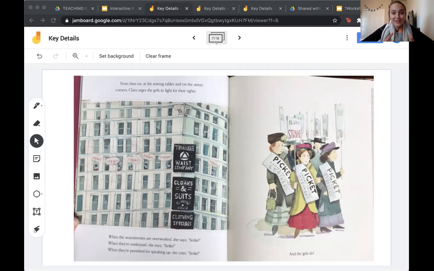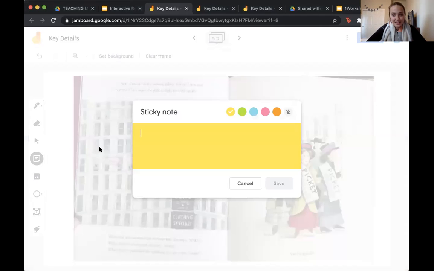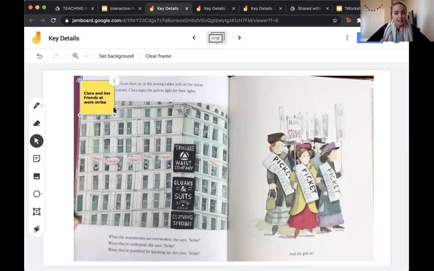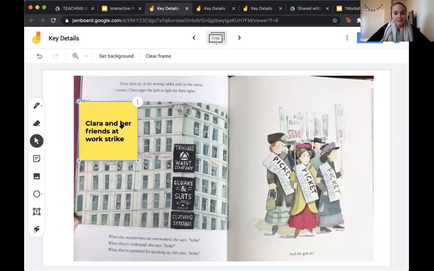All right, now that we've written another key detail, I'm going to write my key detail. It looks from the picture that Clara and her friends at work strike for better working conditions. Remember, strike means to stop working until something happens or changes in the work environment. All right, I'm going to add this sticky note. Let's make it a little bigger so everyone can see it. All right, we're going to keep reading.